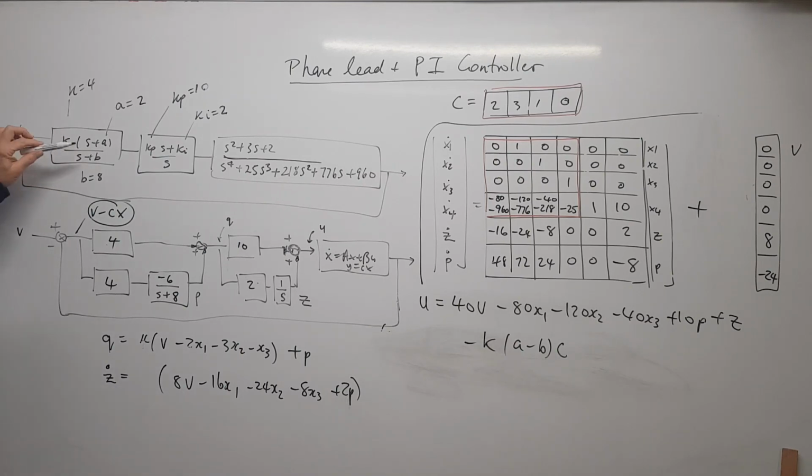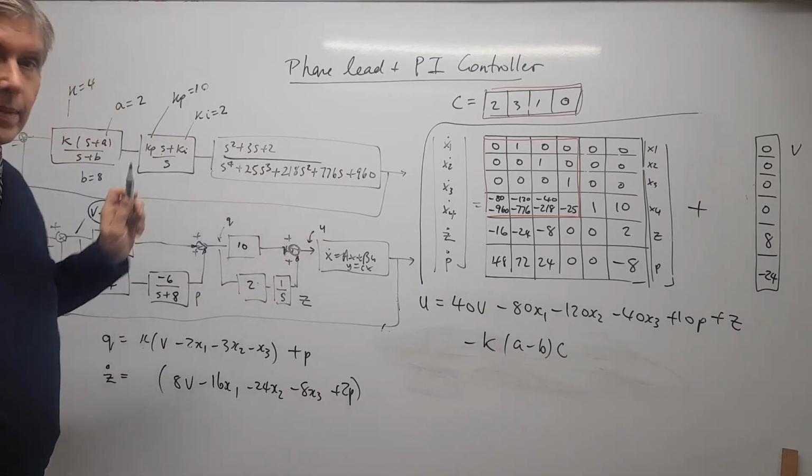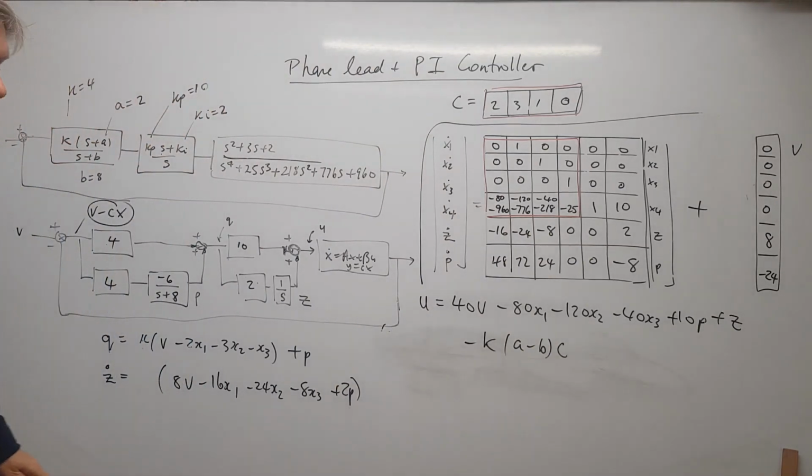And bear in mind also, when you do these, you've got to simplify your phase lead into this one, your PI into this one, and then put this ideally into companion form, because it gives you a nice little B for doing the calculations on.